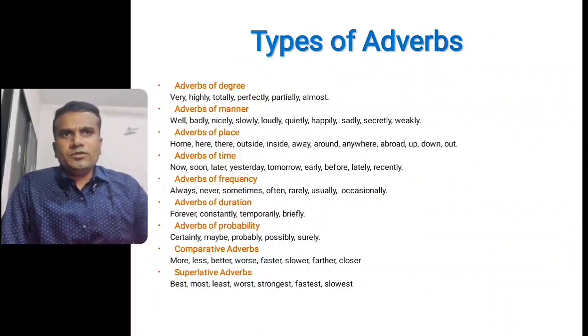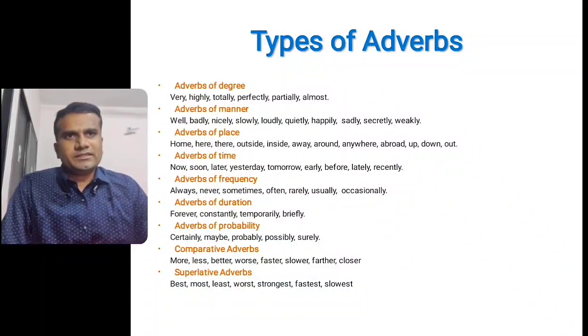Now we will see quickly types of adverbs. First type of adverbs is adverbs of degree. The examples of adverbs of degree are very, highly, totally, perfectly, partially, almost. On the screen you can see the types of adverbs. Second type of adverb is adverbs of manners. You can see the examples: well, badly, nicely, etc.